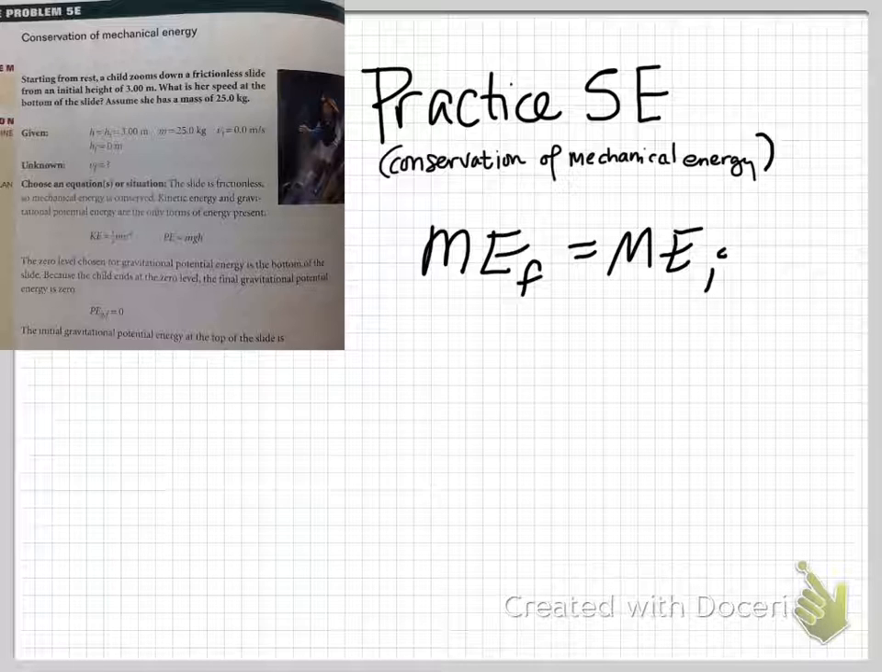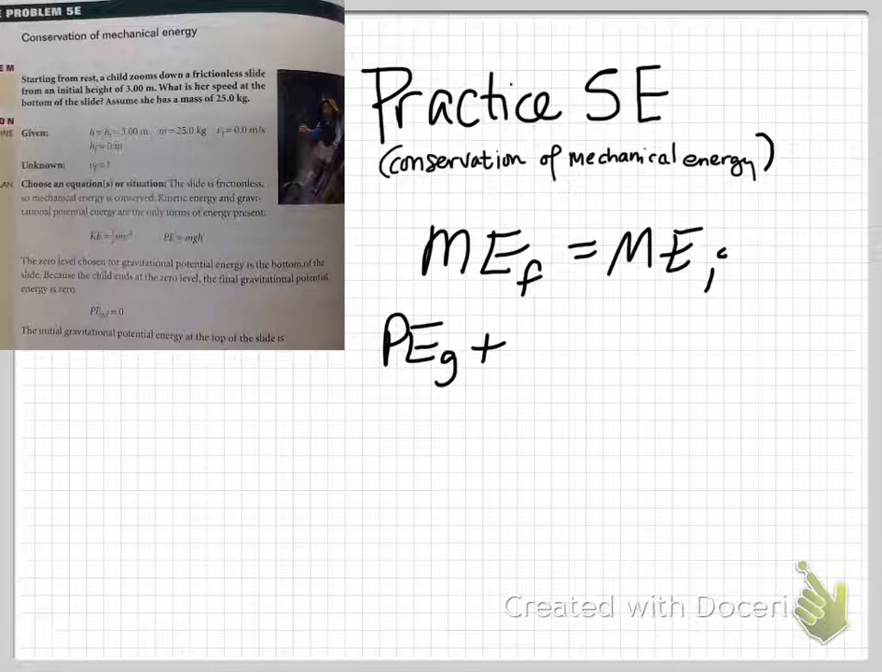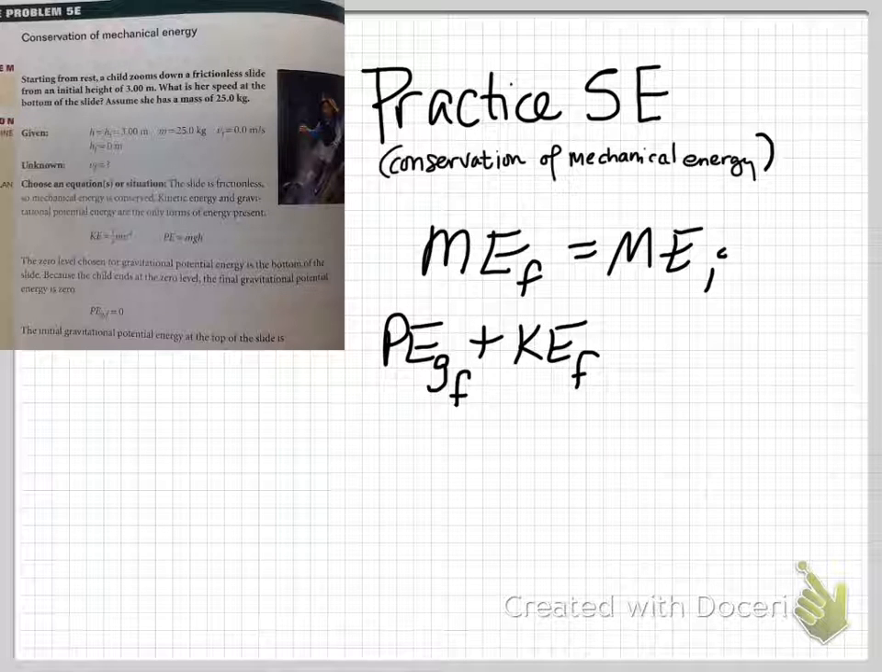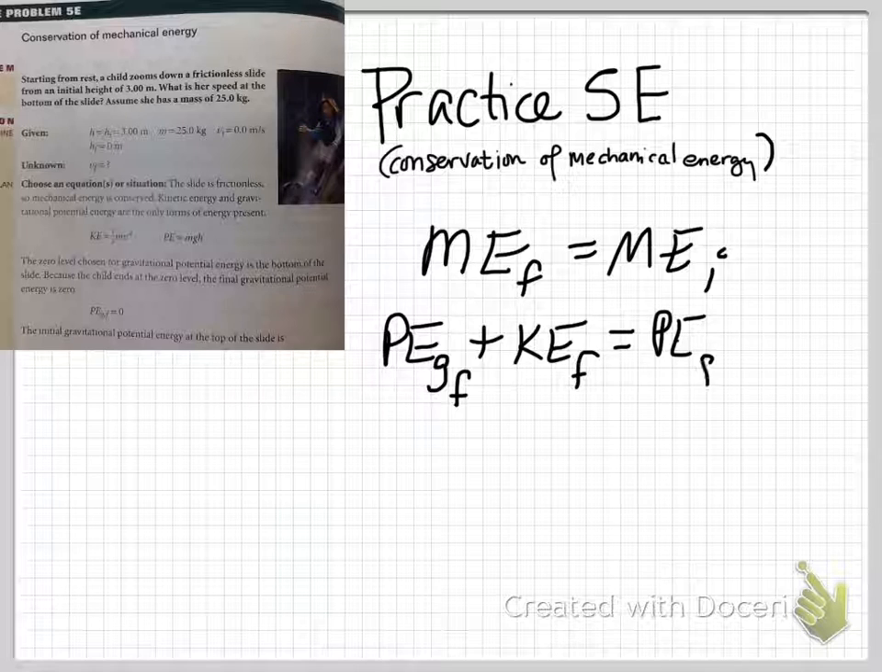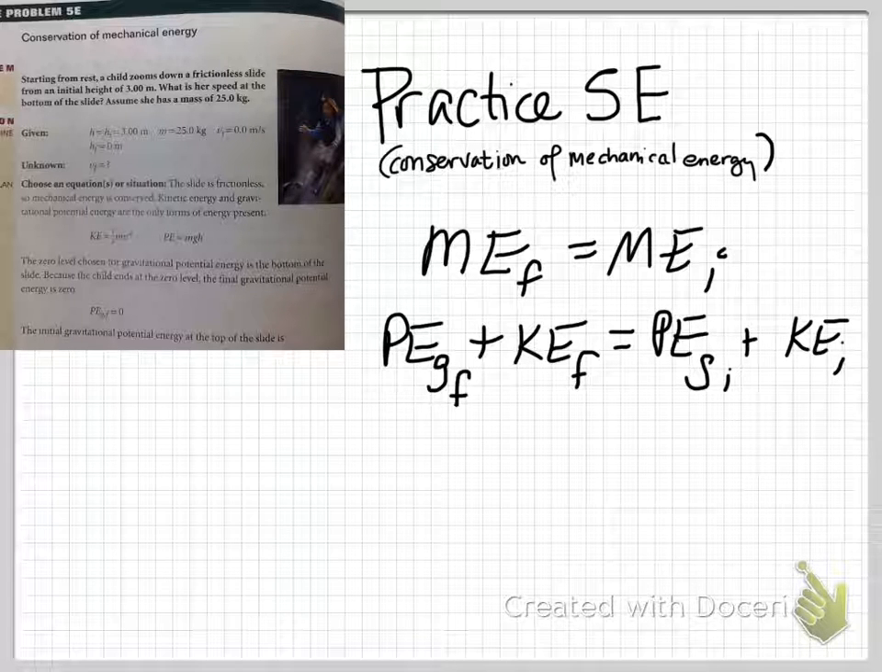And we know that mechanical energy is comprised of two parts. It is the gravitational potential energy and the kinetic energy. So the final gravitational potential energy and the final kinetic energy has to equal the sum of the initial gravitational potential energy and the initial kinetic energy. This is cool because very often it allows us to zero out one or more things.